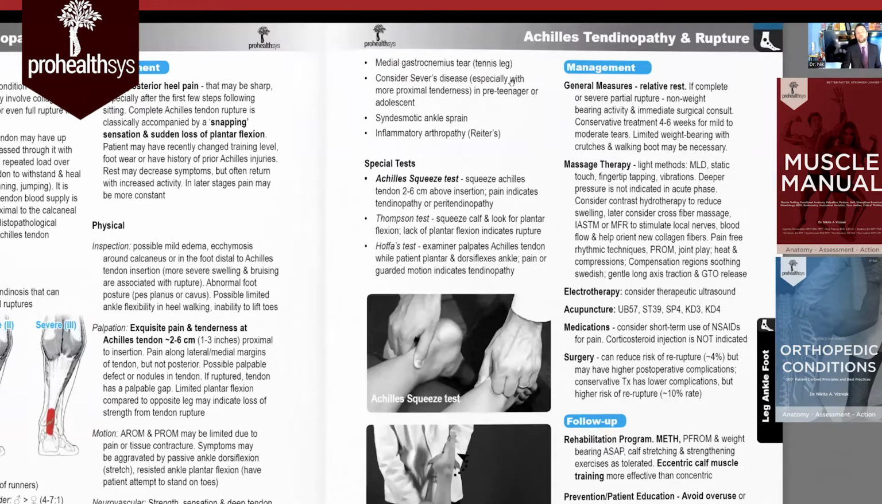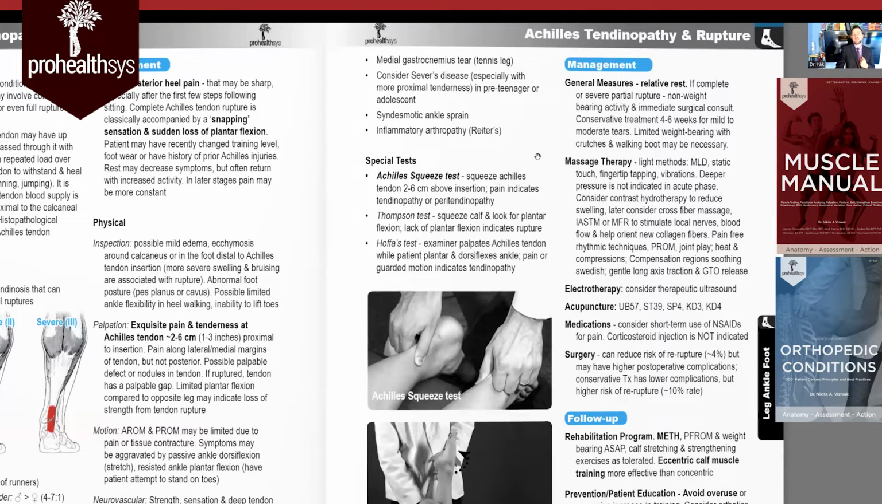Gastroc strain or tennis leg, just call it a gastroc strain, may be there, but it's going to be more proximal and higher up. Sever's disease, look for that pre-skeletal maturity, roughly 10 to 15-year-old with pain over top of the heel. Again, not quite the same area. Syndesmotic ankle sprain, look for your mechanism of injury. And rarely inflammatory arthritis like Reiter's, or I should say reactive arthritis. What you're looking at there is usually symptoms that will be bilateral, and they will not usually hear a snap or a pop or have tenderness to palpation over the Achilles tendon.